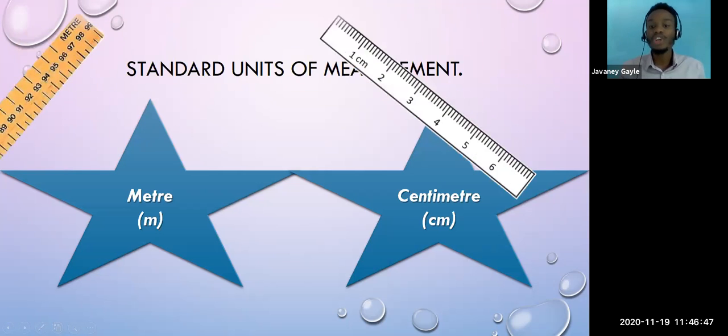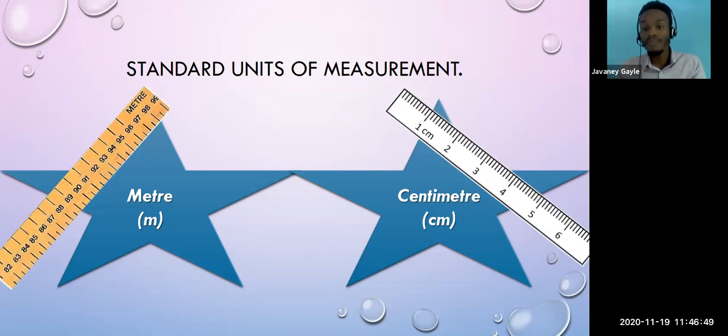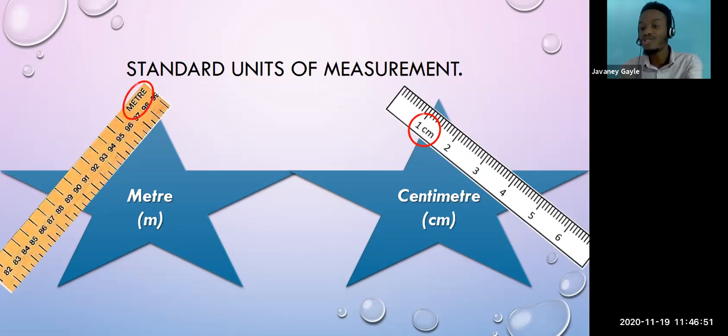All right. So now on a ruler, for example, it usually tells you what you're measuring. So you see the cm up here, and you see the meter over here. Sometimes it's in words, sometimes it comes in the letters, but you have to know that it's meter and centimeter. All right, great. Let's move on.